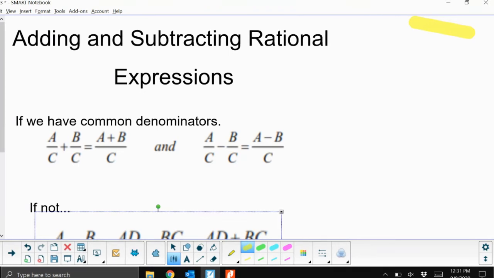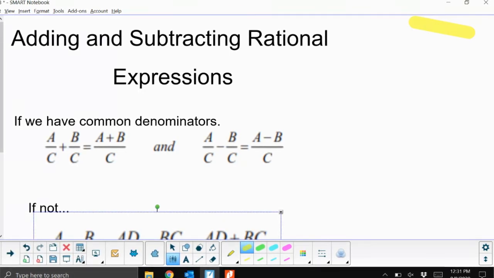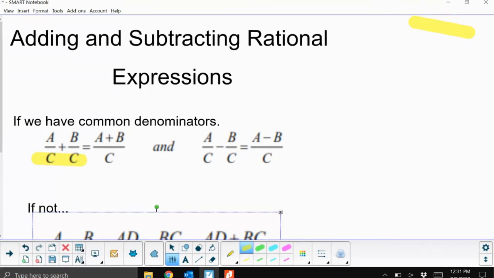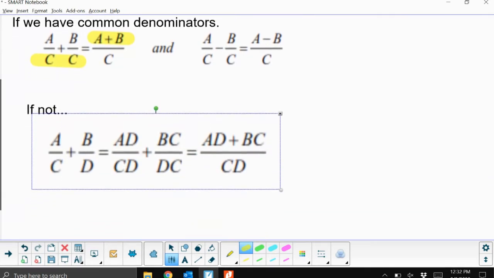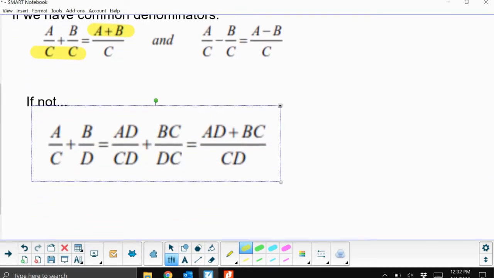Welcome back. Today we're going to be talking about adding and subtracting rational expressions. Hopefully we remember that when we're adding rational expressions, we need a common denominator. And if we have that common denominator, we just add the two numerators together. Same with subtraction. But now, if you don't have a common denominator, we have to find that common denominator.